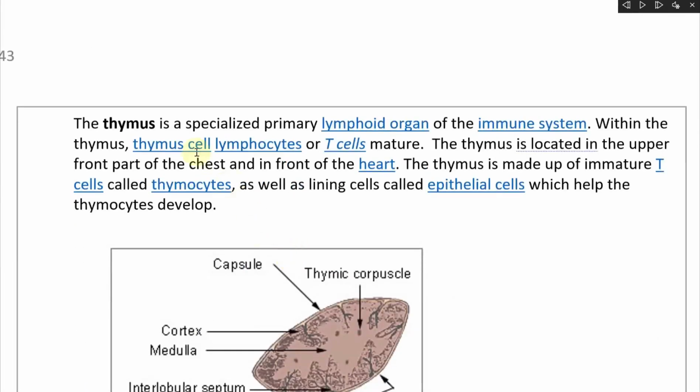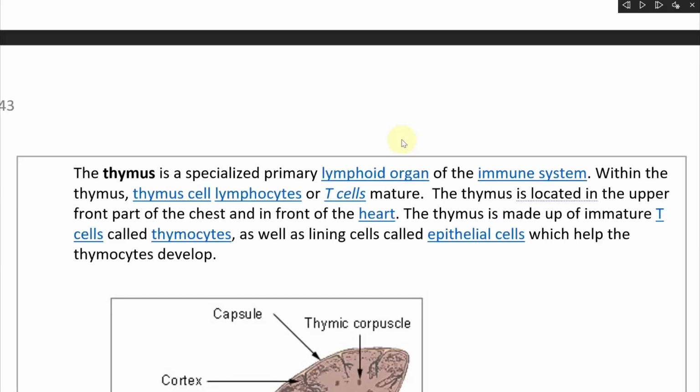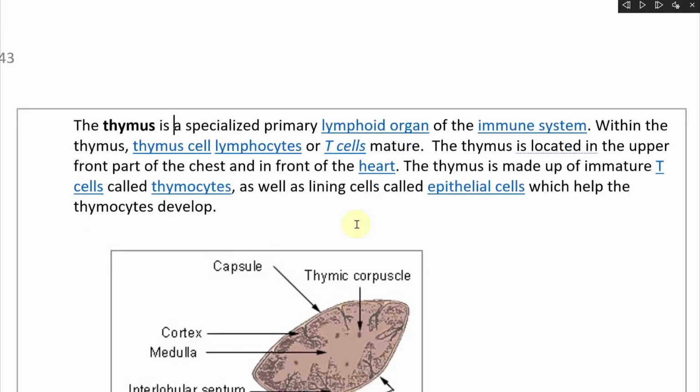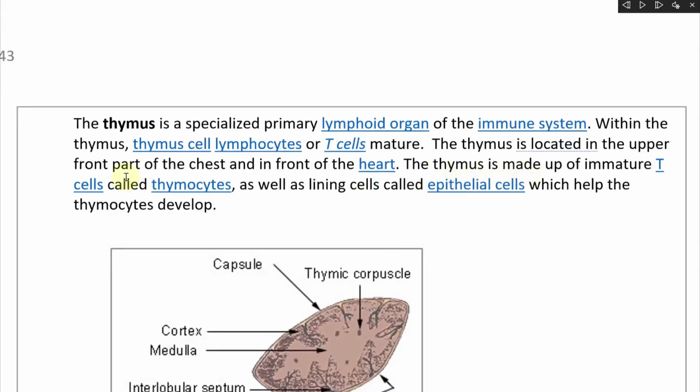Anyways, that's pretty interesting. So the thymus is a specialized primary lymphoid organ, not the gland. I think I mentioned thymus gland before, but the thymus is a specialized primary lymphoid organ of the immune system. Within the thymus, thymus cell lymphocytes, or T cells, mature. The thymus is located in the upper part of the chest and in front of the heart. The thymus is made up of immature T cells called thymocytes, as well as lining cells called epithelial cells, which are lining cells of the inner organs and help the thymocytes develop.